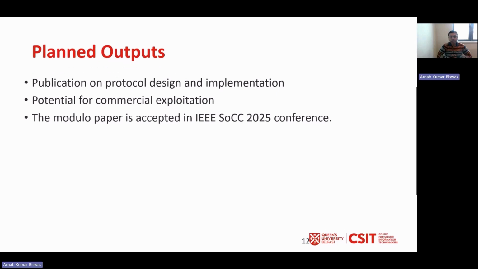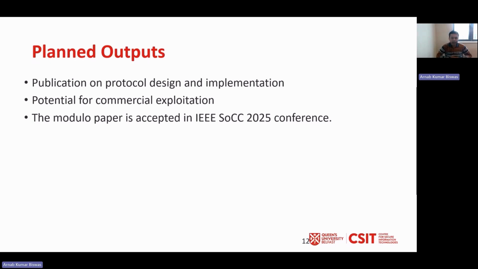For the output, as I said, the main work, the protocol for post-quantum security with PUF integration, is still not fully over. We are still at the stage of gathering some data, then we need to think about writing. The idea is that we want to have a publication, and it looks promising. So probably we'll go for a journal instead of a conference. That is on the protocol design and implementation aspect. And of course, there is always potential for commercial exploitation.